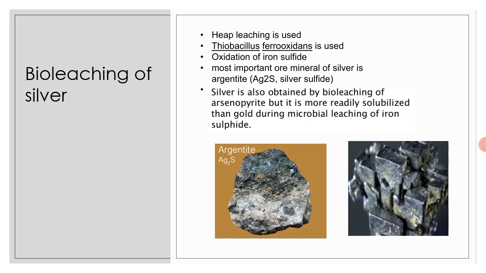So the ferric ions which are produced by our bacteria will be oxidizing more sulfide, and as they oxidize more sulfide, there will be more extraction of the silver, right? So the process remains the same, only the metal is different here. The reactions mentioned in the copper are the same for this also, only instead of copper here is the silver, right?